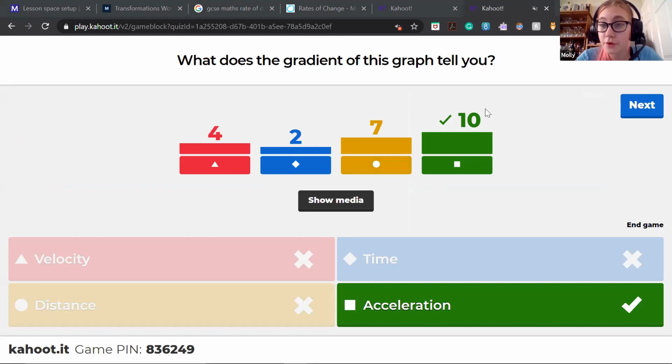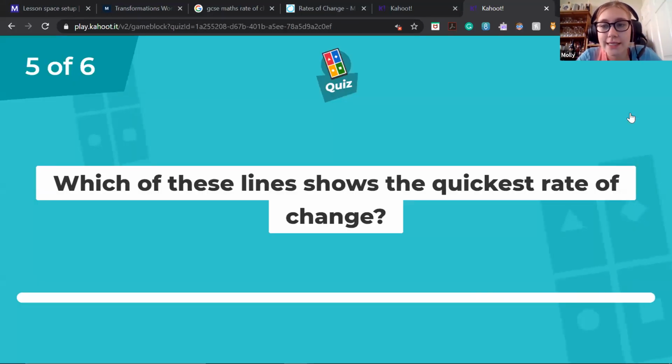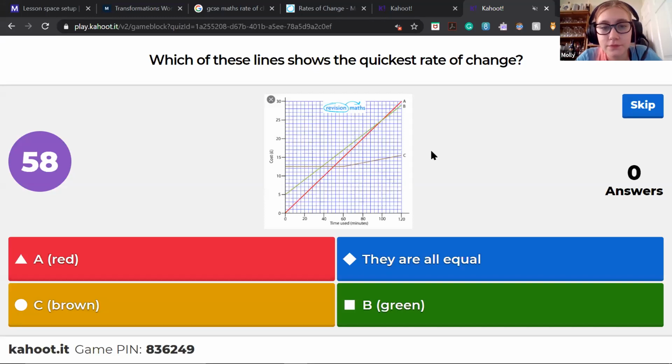Cool. A lot of people got the highest one was the correct one, so well done. It is a difficult one, but we'll learn how to make it nice and easy. So which of these lines shows the quickest rate of change?